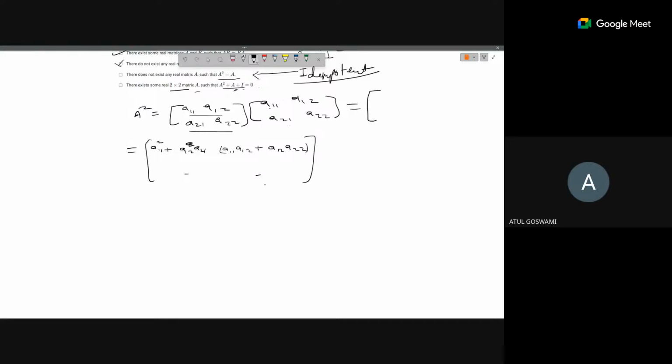Okay, let's calculate the third one. This is A21 A11 plus A21 A12 plus A22 plus A22, and now the fourth entry will be. Is this correct or not?